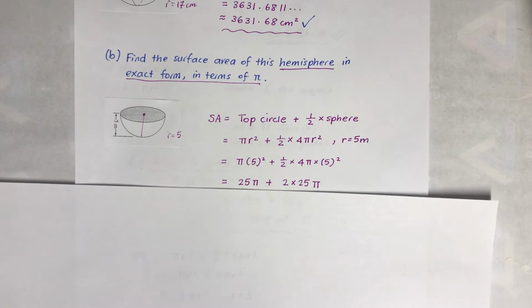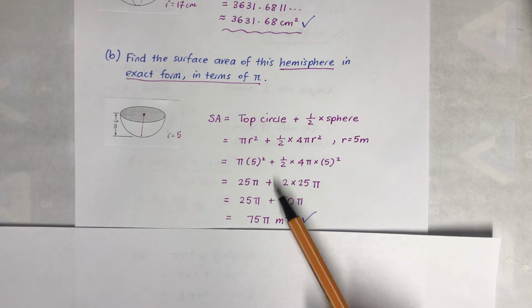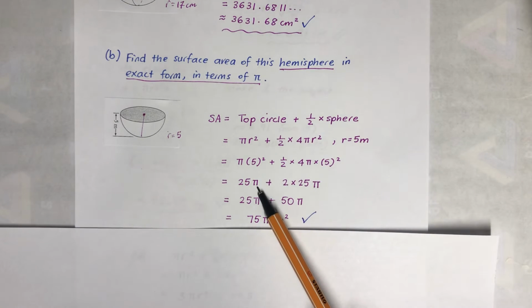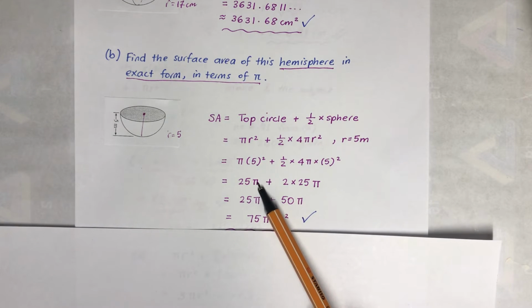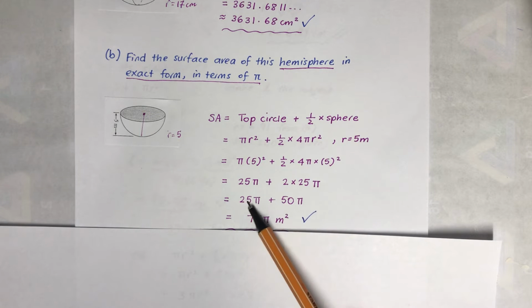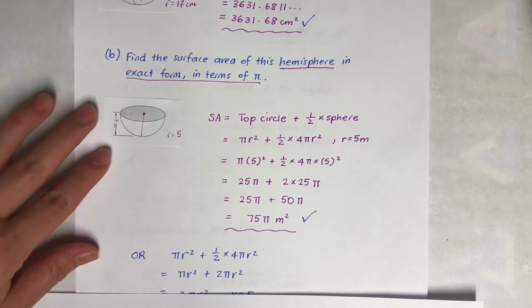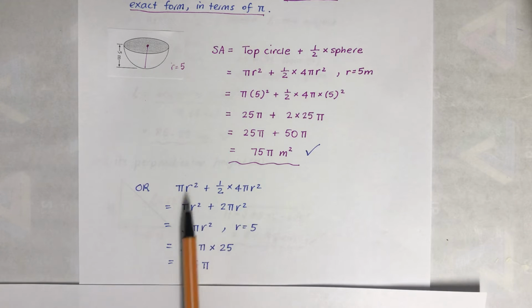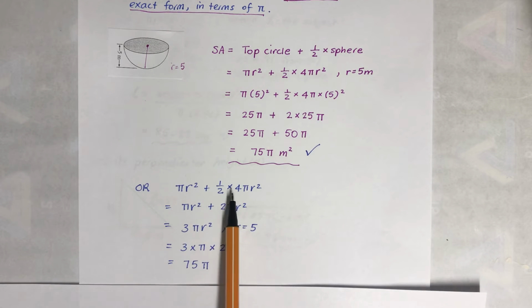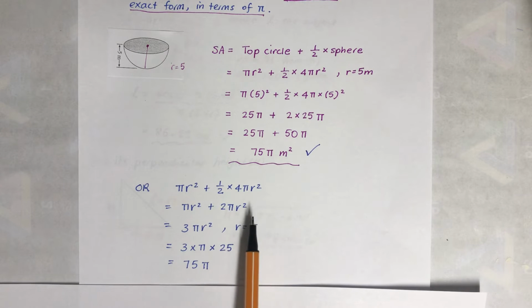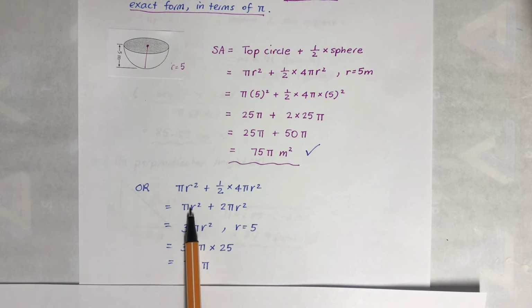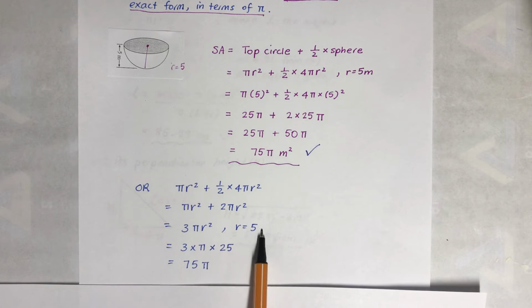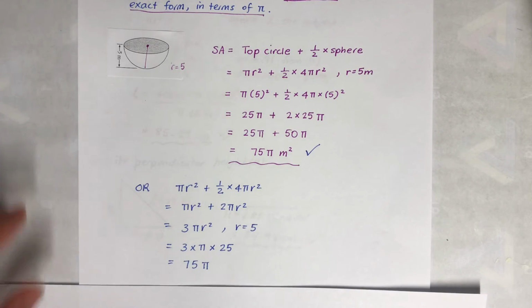So if I do that, I will get, now keep that in mind, don't put pi in the calculator because we want exact form. So leave the pi alone and just calculate the number: 75 pi. But you can also calculate it like this, algebraically. So pi r squared plus half of 4 pi r squared, which is 2 pi r squared. Now that's like almost saying x plus 2x, which is 3x. So it'll be 3 pi r squared, and r is 5. We put that in, we still get 75 pi.